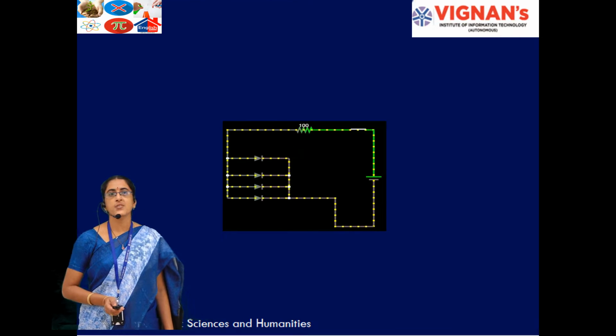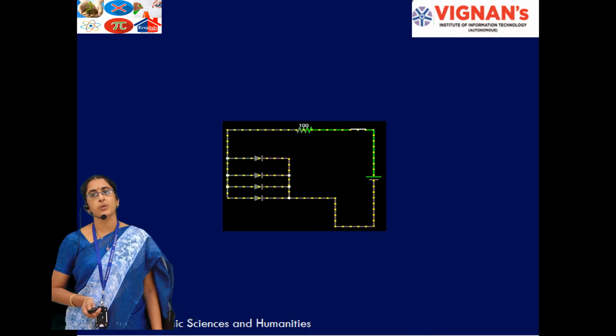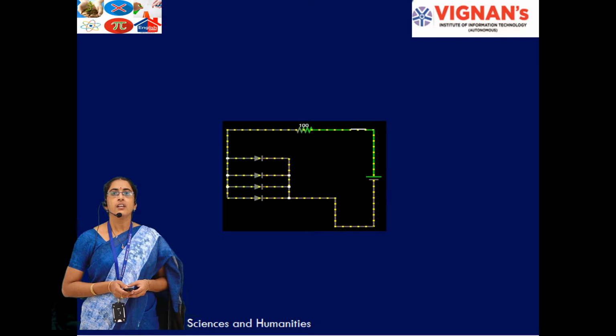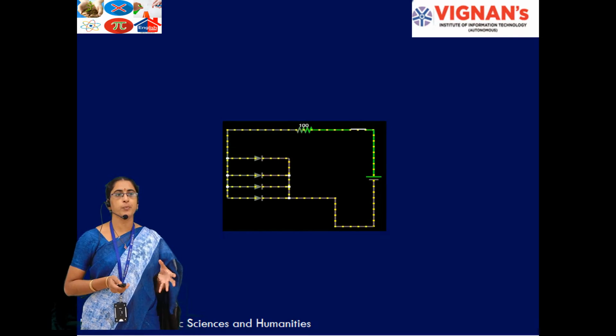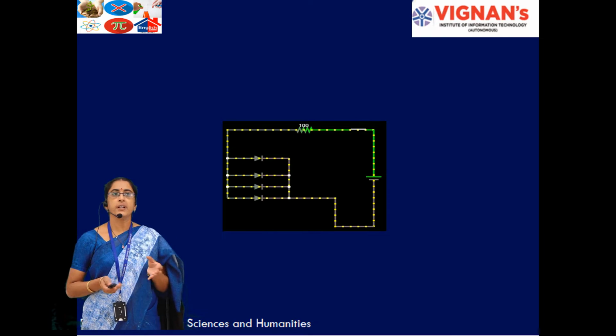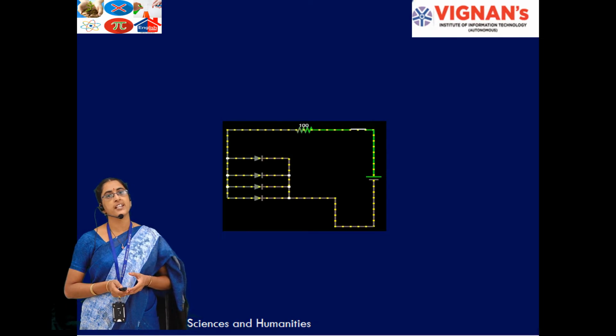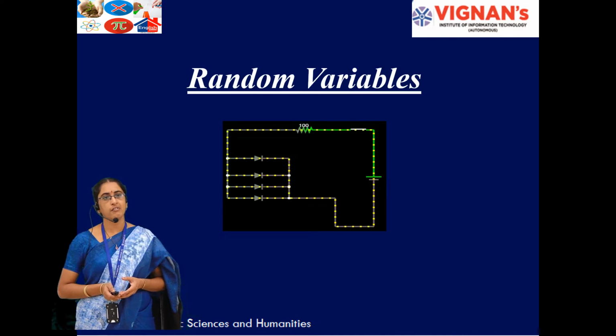So in the previous class, we discussed conditional probability and Bayes theorem, which is useful to find the posterior probability, right? Now, after that, when we find the probability, that is not enough. We also have to find the value of that experiment. That value of the experiment can be found using a random variable. So what is a random variable?